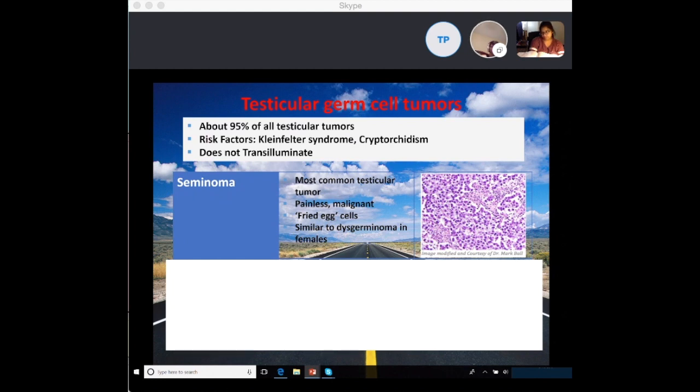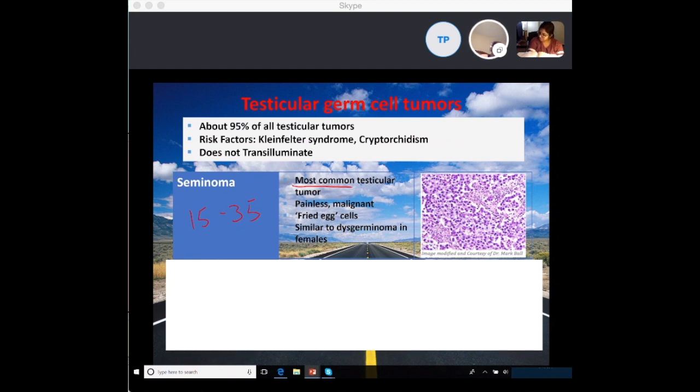So seminoma is the most common testicular tumor, and it occurs most frequently in males between ages 15 to 35. Although this name sounds benign, seminomas are malignant, and they tend to show up as painless masses. You can also get some lower back pain if they metastasize to the lower peritoneum.